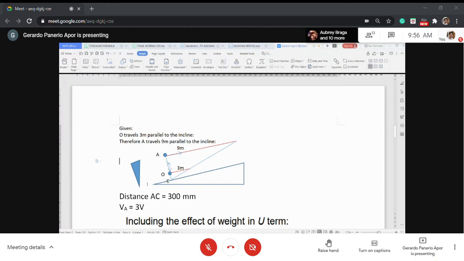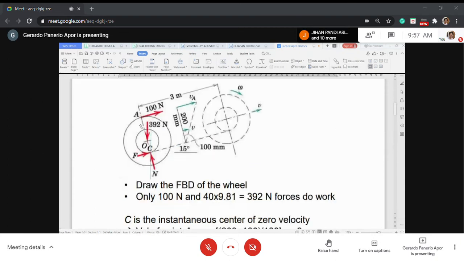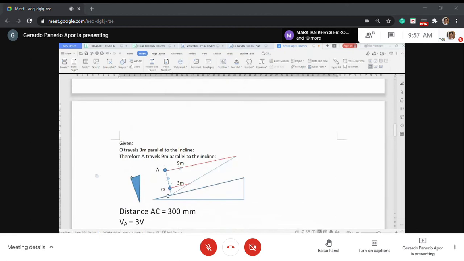392, while this one is 392 sine of 15 degrees. When you are calculating work, the force should be parallel to the distance traveled, okay? And since this is gravity, 392 is gravity, it acts vertically. What we need is to find the component of this 392 force that is parallel to the incline. And that is just a small fraction, this one. This is 392 sine of 15 degrees.